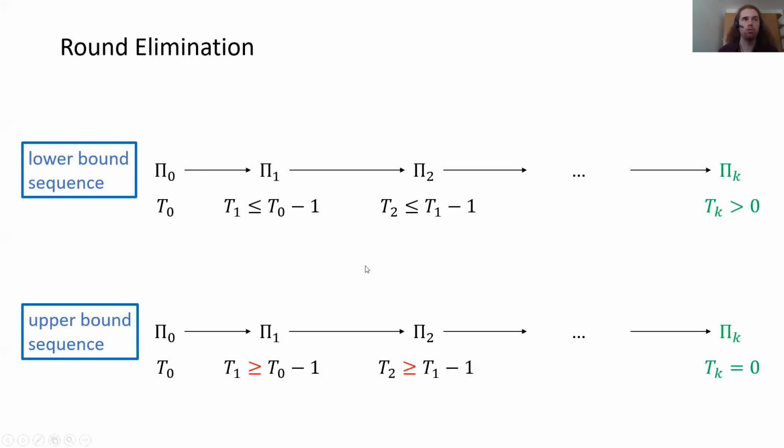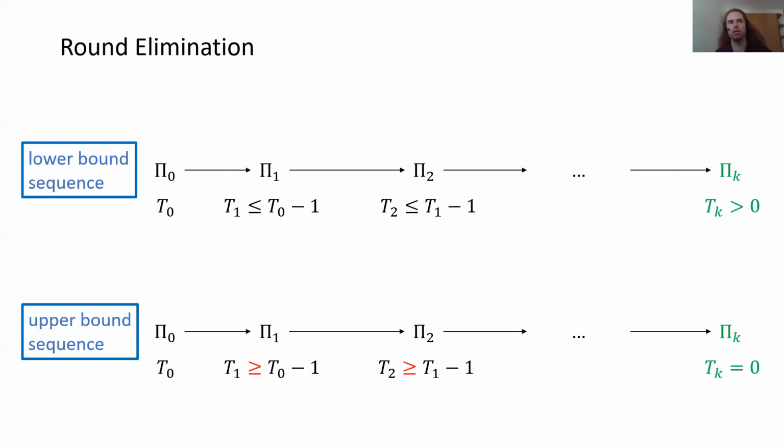A dual concept to that of a lower bound sequence is that of an upper bound sequence, where we require that any subsequent problem in this sequence has a complexity that is at most 1 round less than the complexity of the previous problem. And now if we ever get to a problem pi k that we can solve in 0 rounds, since in each step we lost at most 1 round of complexity, we know that the initial problem pi 0 must be solvable in k rounds.